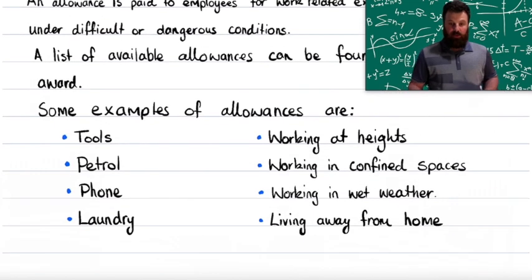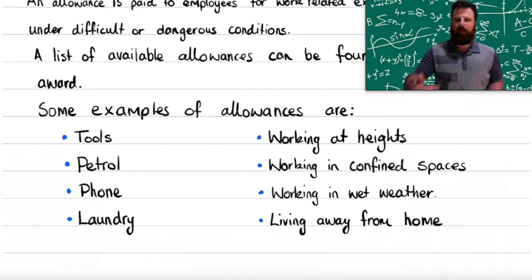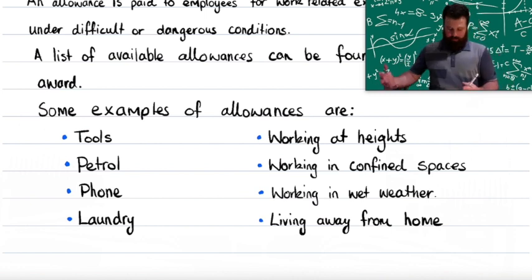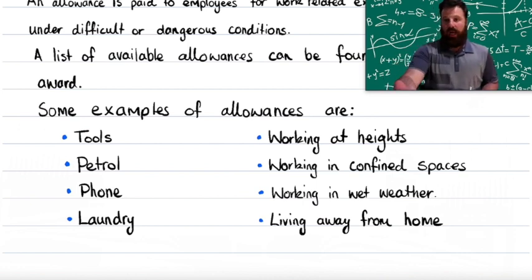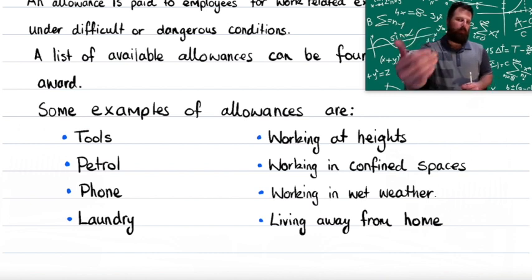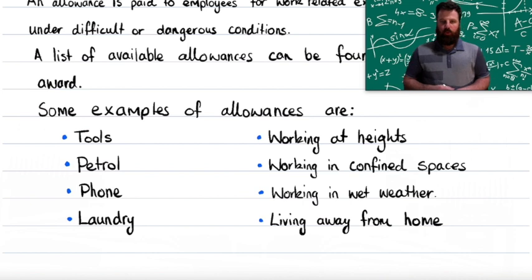Some examples of allowances: a tool allowance. If you're a mechanic, plumber, builder, someone along those lines, starting out, you can get paid a tool allowance. If you use your car for work, you can get a petrol allowance. The same goes if you have to use your own phone, or if you have to wash your work clothes, which have your uniform on. Your employer may pay you a bit extra for that.